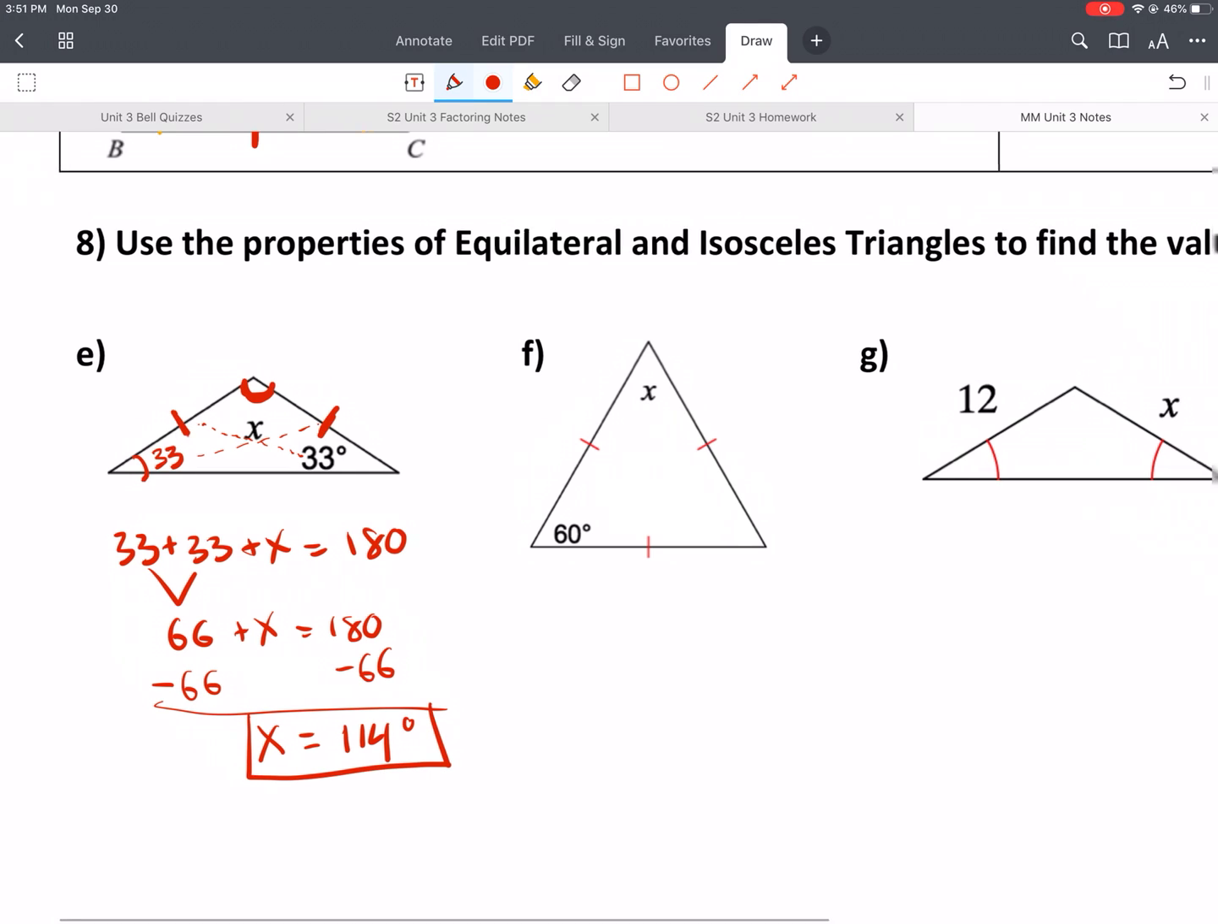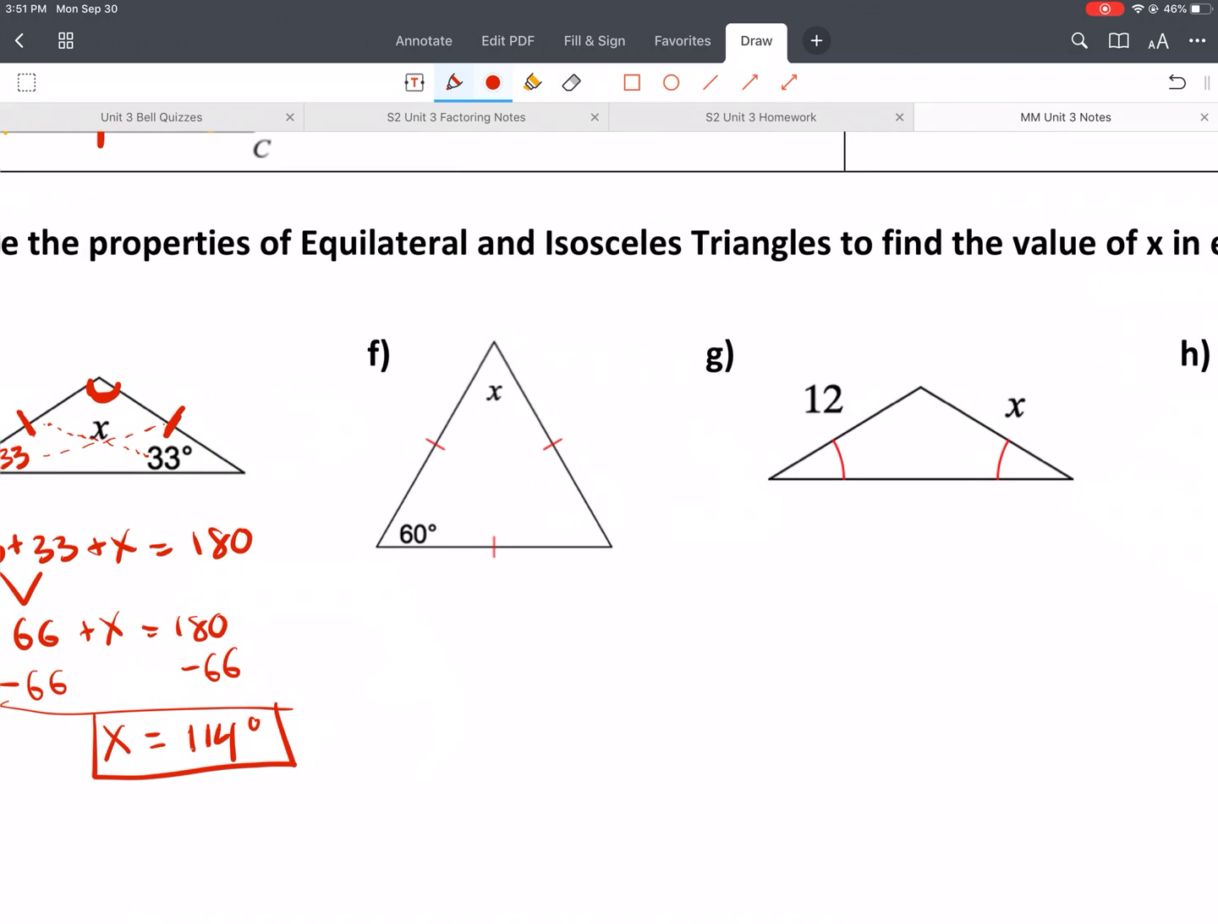All right, F, same sort of thing. We have all three sides congruent, so that's an equilateral, meaning that all three angles are also congruent. So x must also be 60 degrees. Since this is 60, this is 60. And with equilateral, the angles will always be 60, because if they're always the same angle, and triangles add up to 180, it makes sense that 60 plus 60 plus 60 is 180.